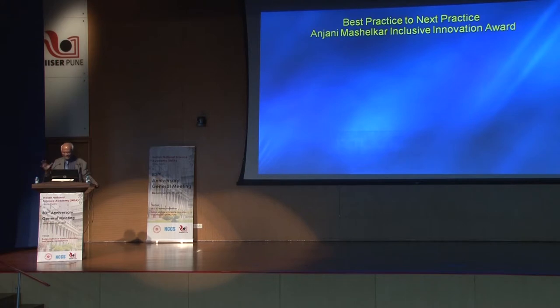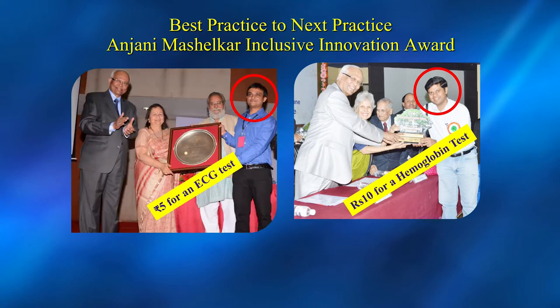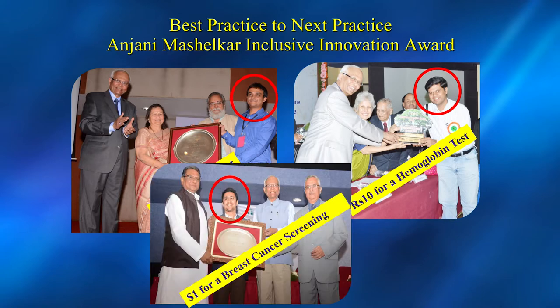So I had some prize money and other savings. I put that in and we created this Anjani Mashelkar Inclusive Innovation Award. This is the seventh year. In that award, we don't give it to the best practice. We give it to the next practice. For example, Mishkin Ingewale created a 10 rupee test for hemoglobin, just five rupees for an ECG test, and just $1 for breast cancer screening.